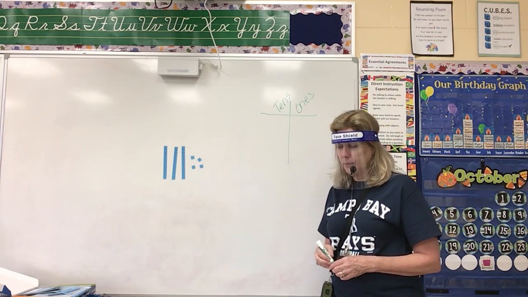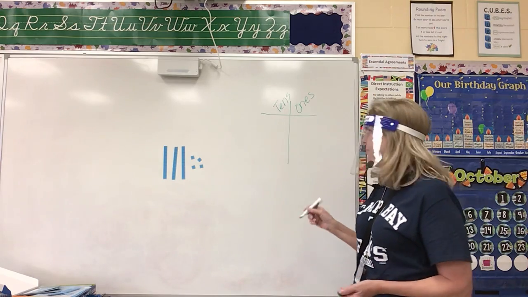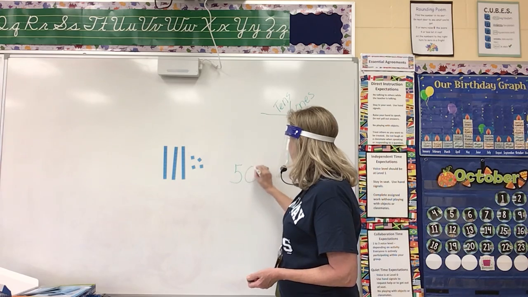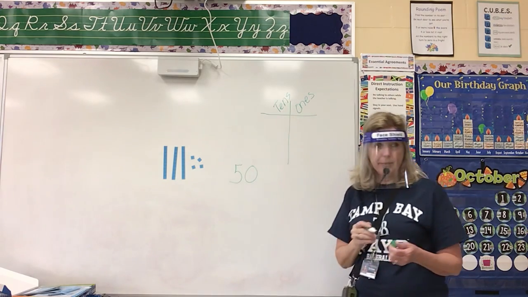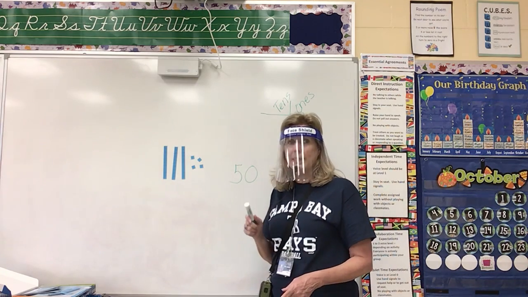You count how many tens there are, and then that's how many times you can count by 10 to get to your number. Very good. Okay, but we're not done yet.